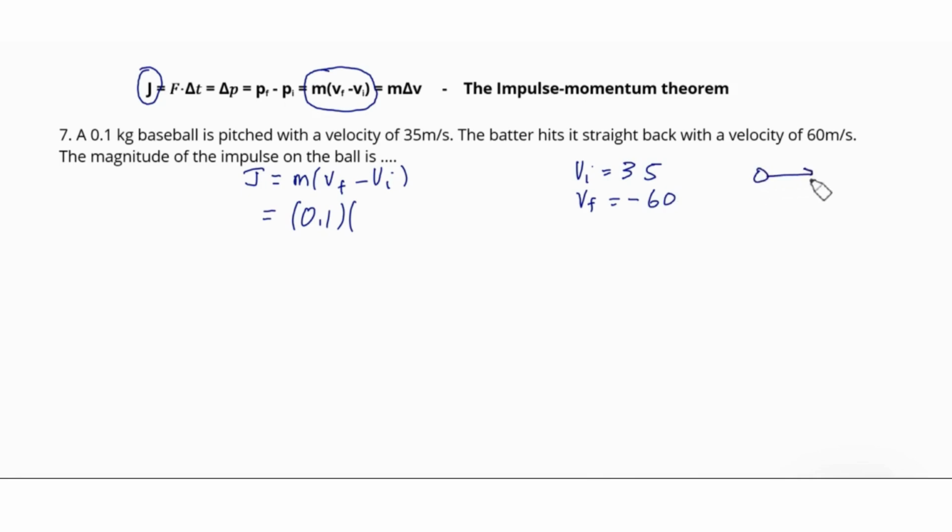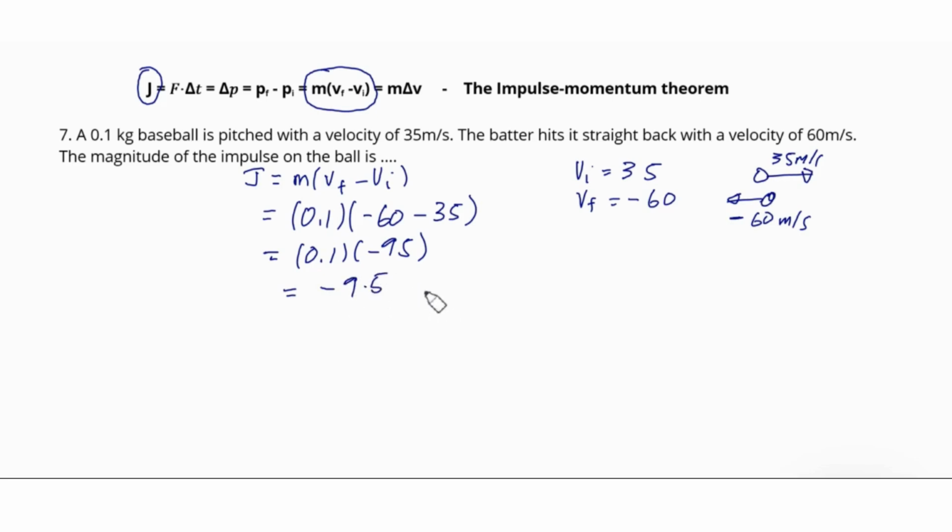If the ball was going this way at 35 meters per second and coming back this way at 60 meters per second, then this would be negative. So negative 60 minus 35 gives me 0.1 times negative 95, which gives me negative 9.5 Newton seconds. Okay, so that would be our impulse.